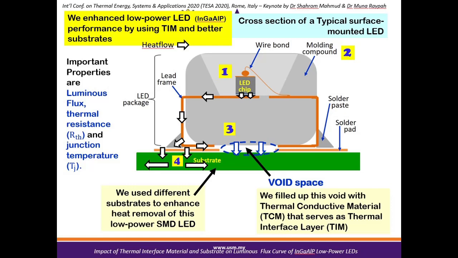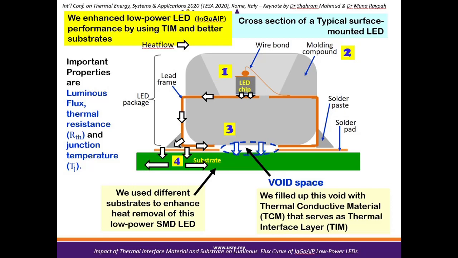Item 3 is the area of concern of this work. It is a void space or air gap, and we find that many customers of low power LED do nothing to this void space. We found that this void space is the culprit that acts as a thermal barrier against heat dissipation from the molding compound to the substrate, resulting in higher thermal resistance and lower luminous flux.